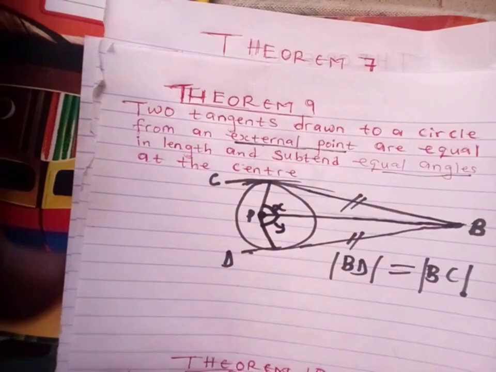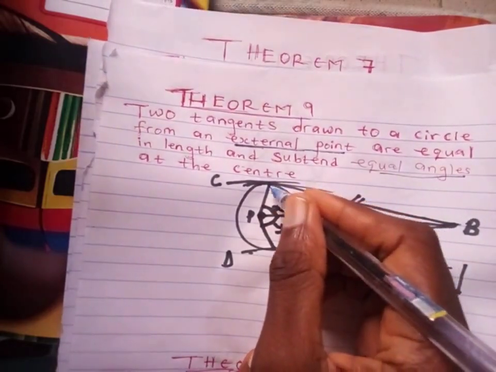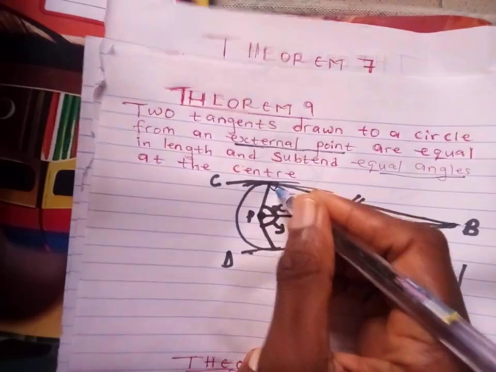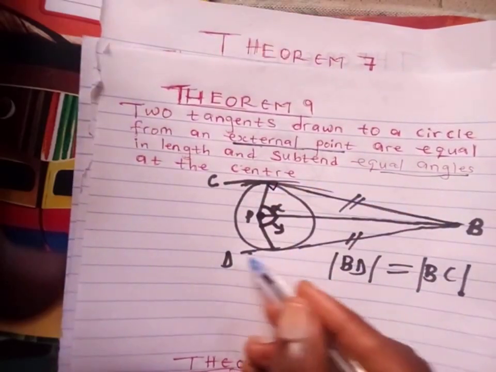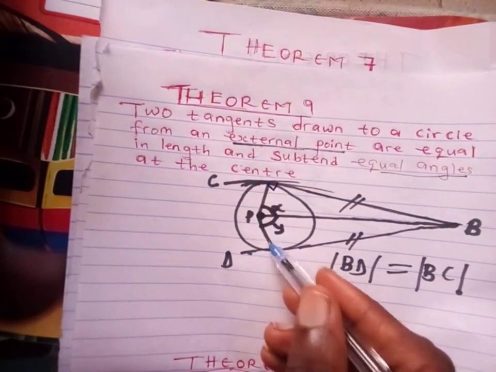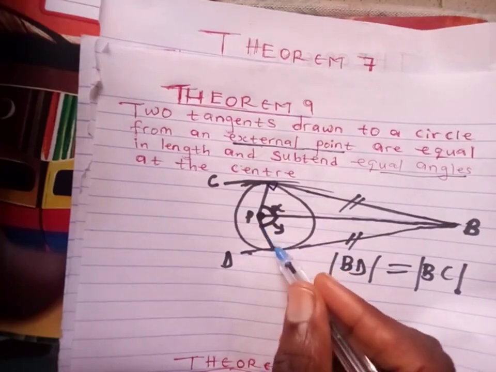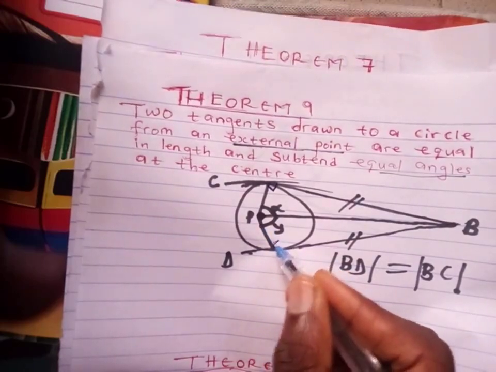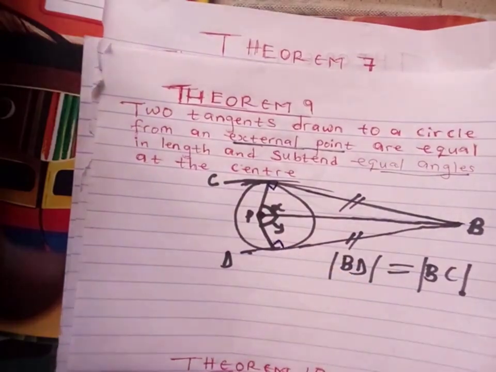All right, of course, following theorem 8 that we looked at earlier, it means that a right angle is formed there. Remember, this is going to be 90 degrees. Remember that when a tangent touches at the point of contact with a radius, it is perpendicular. So a perpendicular angle, which is a right angle rather, is formed there, and it's going to be 90 degrees.